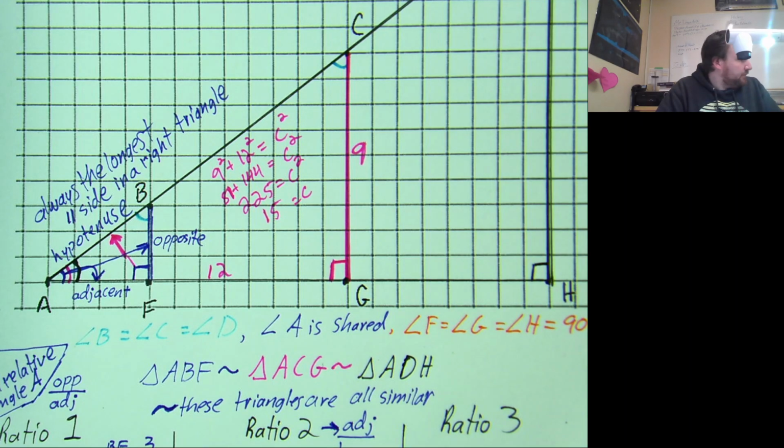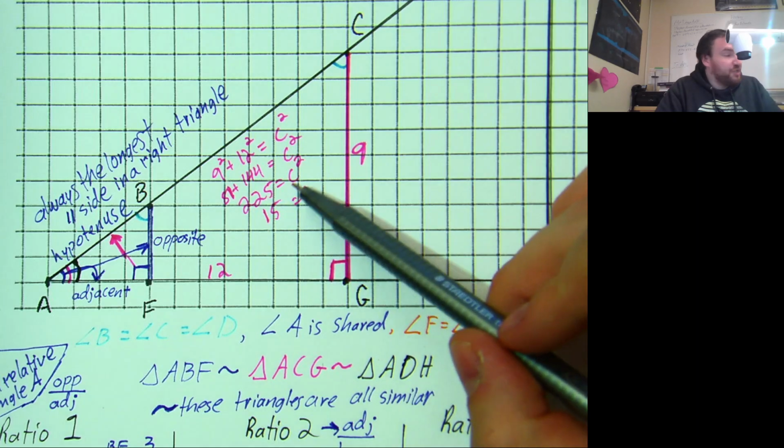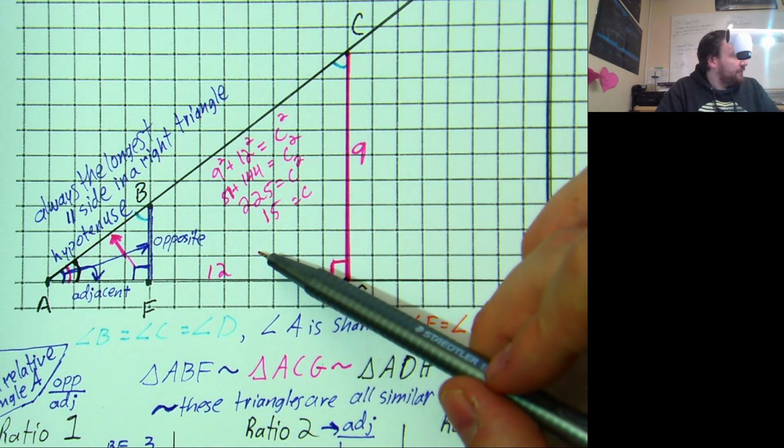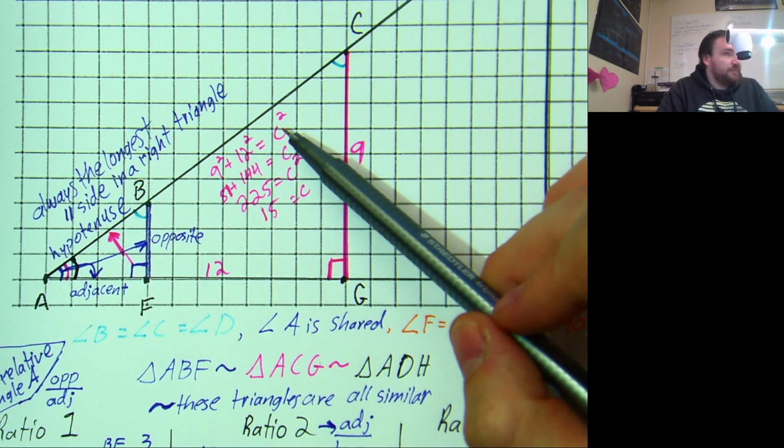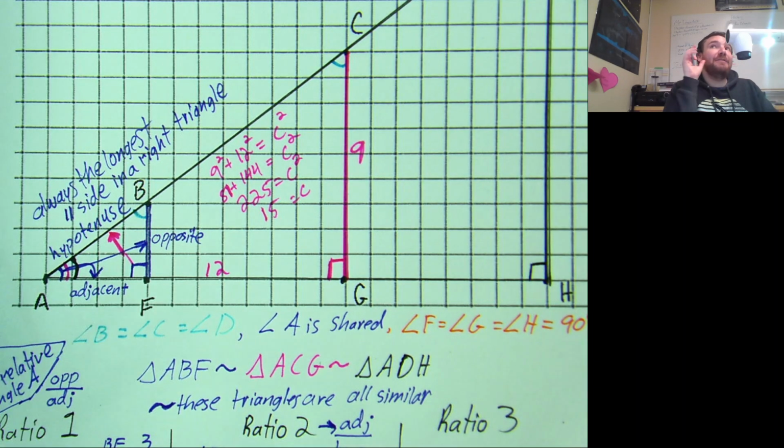What do you mean? 225 is equal to c squared, yes, then we square root it to get... No, I mean, the first thing every time you're going to do is 9 squared plus 12 squared equals c squared, yes. Will it always be? No, I designed this to work out as perfect squares. It won't always be.